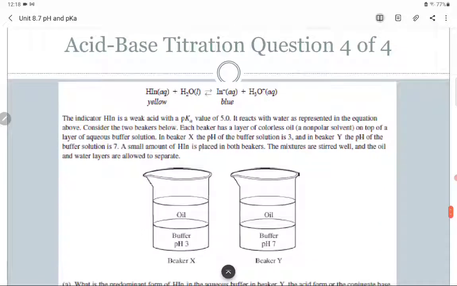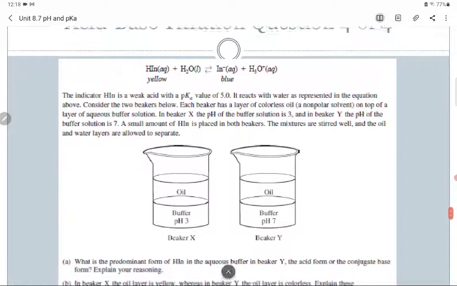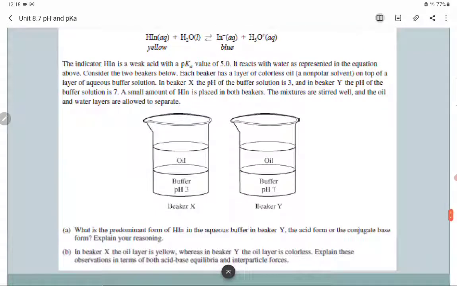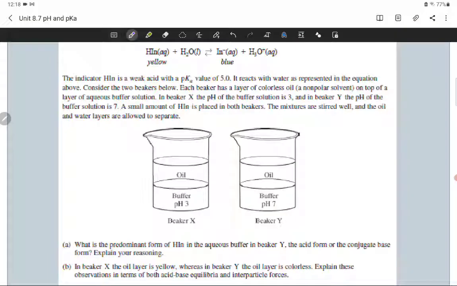And our last question, this ties in a lot of different things. So it's appropriate for what we're doing right now, but also it's about intermolecular forces too. So how is that possible? Okay, so first of all, let's highlight a few things here. If we have HIn, we get yellow. If we have In minus, we get blue. And it's also told to us, let me write this over here, the pKa is 5.